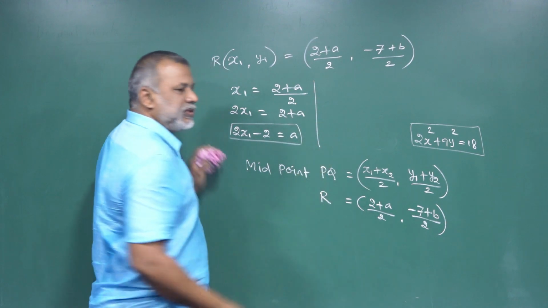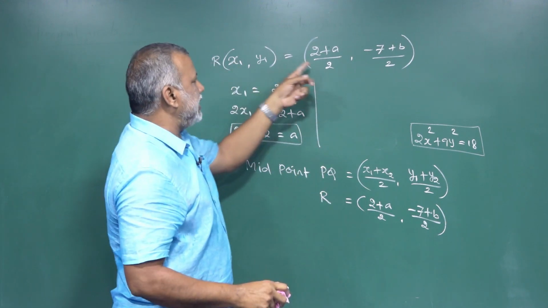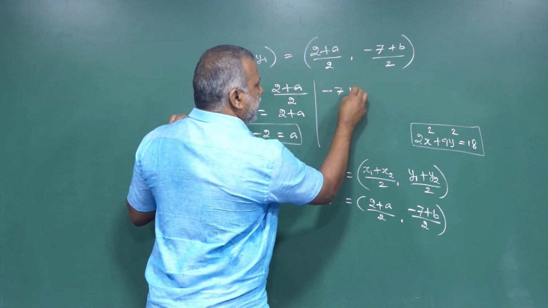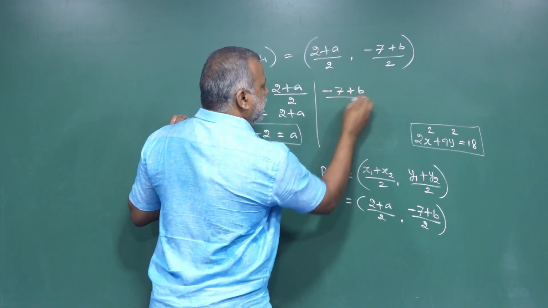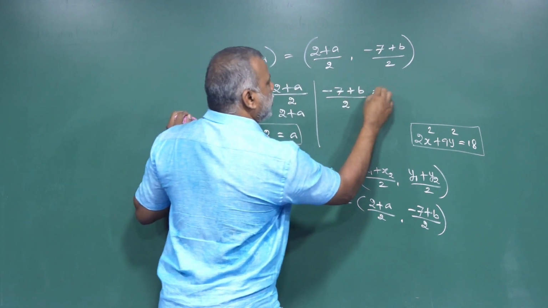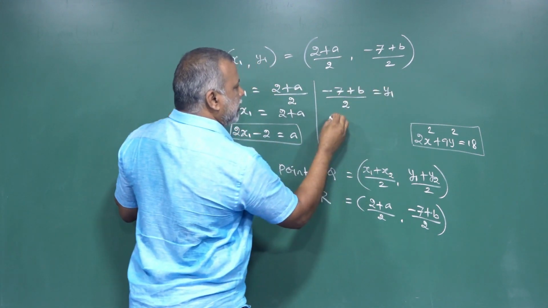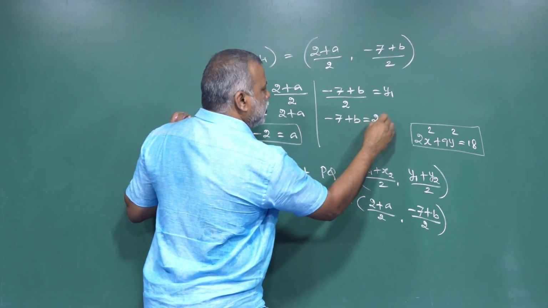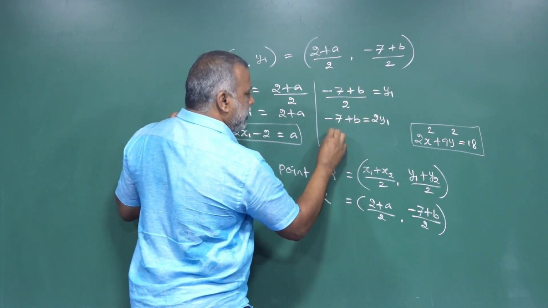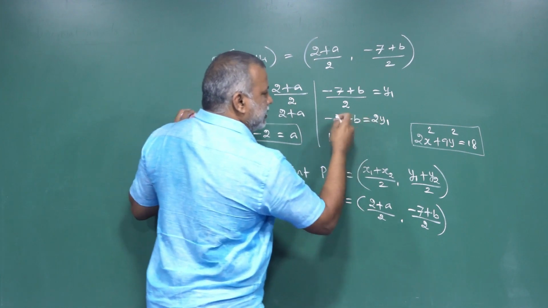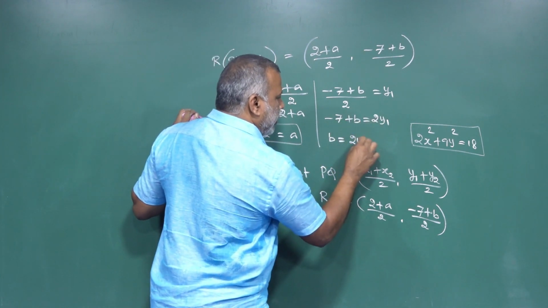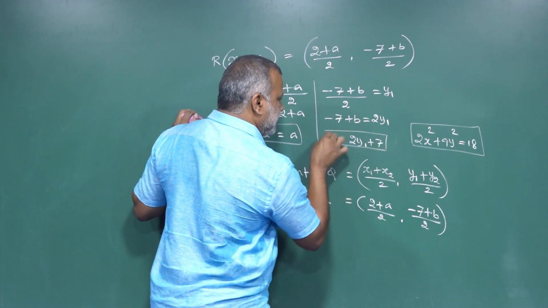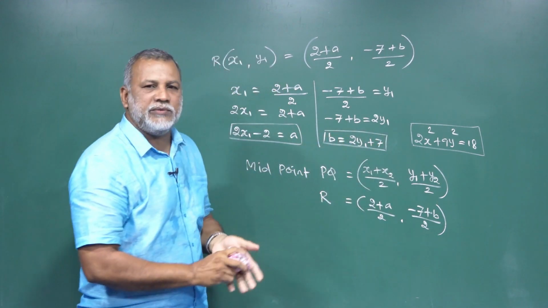This is the first information we get. In the same way, we can compare the next one: (minus 7 plus b) divided by 2 is equal to y1. Then cross multiplying, minus 7 plus b equals 2y1. Now b equals 2y1 plus 7. This is the given information.